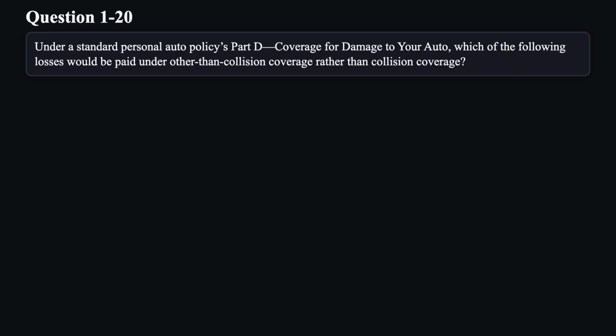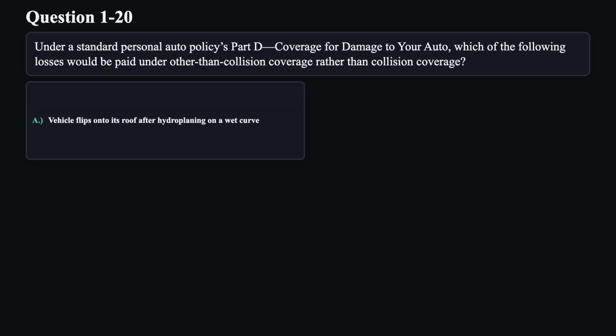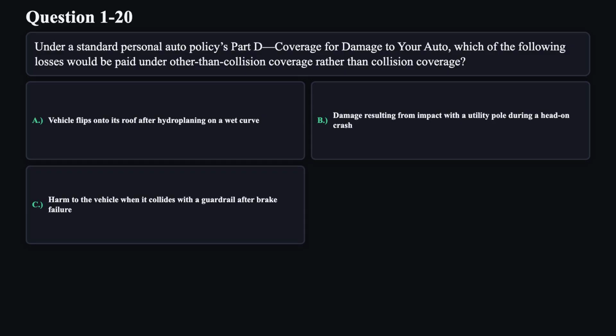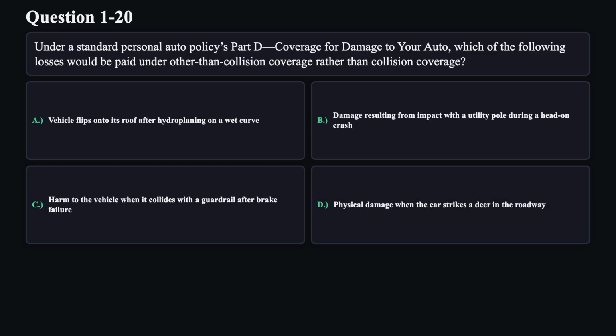Question 20. Under a standard personal auto policy's Part D coverage for damage to your auto, which of the following losses would be paid under other than collision coverage rather than collision coverage? A. Damage from an upset, such as the car flipping over. B. Damage resulting from impact with a utility pole during a head-on crash. C. Harm to the vehicle when it collides with a guardrail after brake failure. D. Physical damage when the car strikes a deer in the roadway.